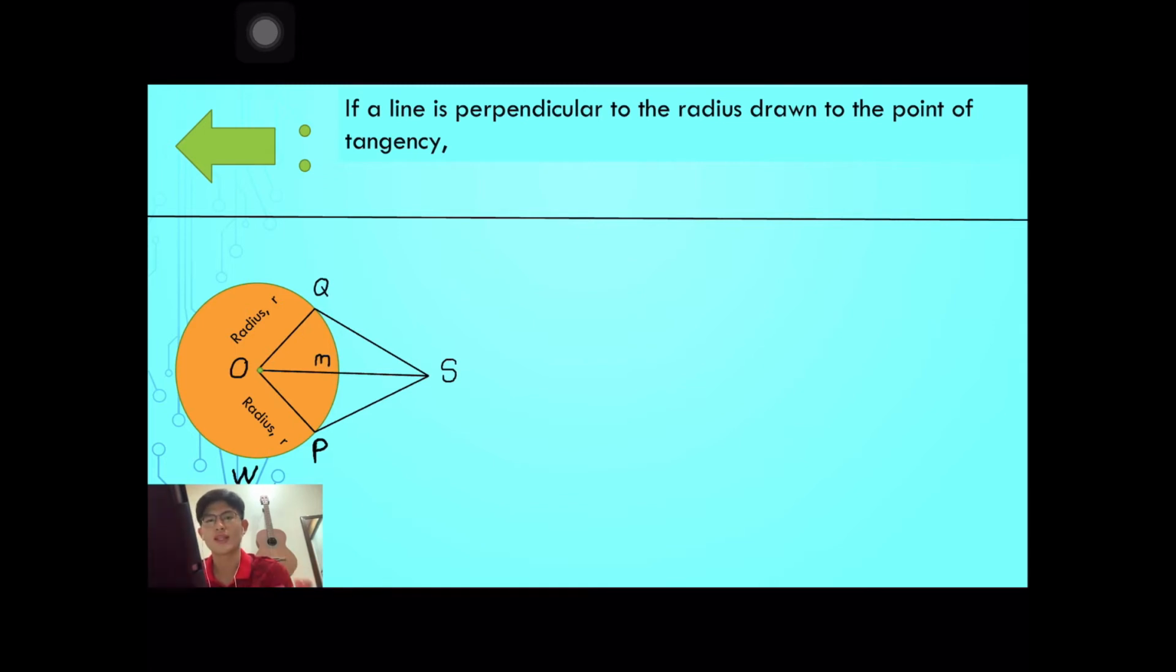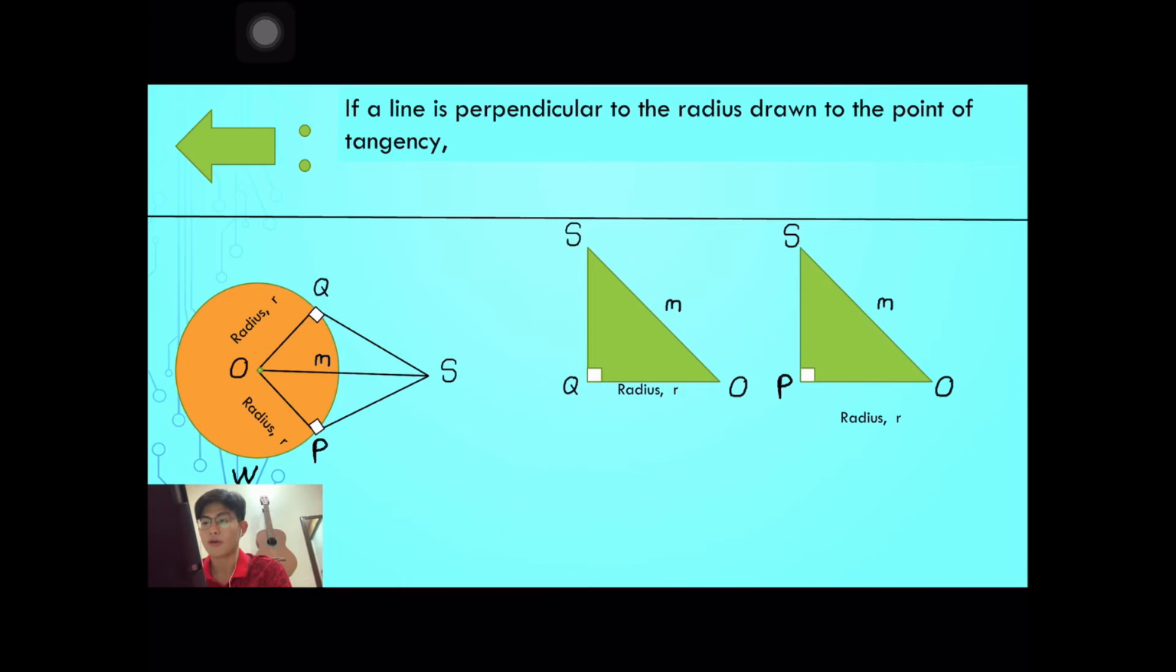With the first sentence of the statement, they say that if a line is perpendicular to the radius drawn to the point of tangency, we can now label angle OQS and angle OPS as 90 degrees. With that, we have formed two right angle triangles, OQS and OPS. Let's enlarge these two right angle triangles and see what happens next. By Pythagoras theorem, we can clearly see that distance QS is equal to the square root of m squared minus r squared, and this goes the same for the distance PS.